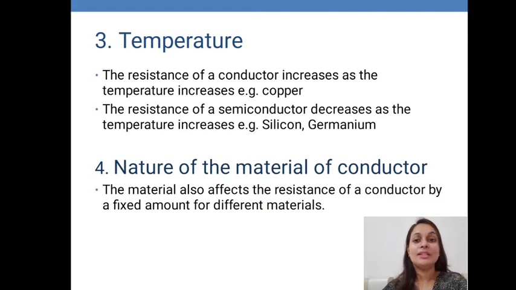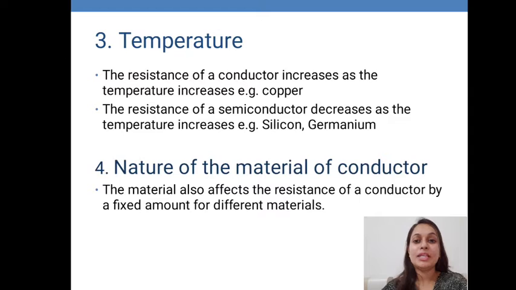So in semiconductors like silicon and germanium, the resistance decreases on increasing the temperature, whereas in conductors, the resistance increases on increasing the temperature.